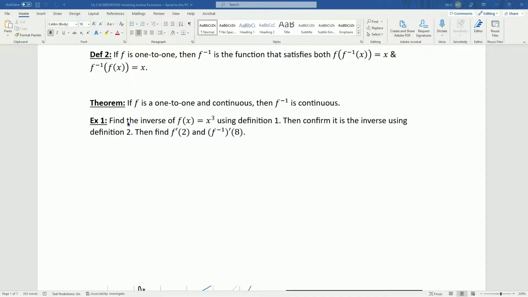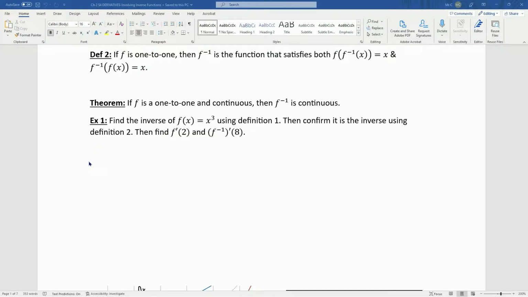So example 1: find the inverse of f of x equals x cubed using definition 1, and then confirm that it is the inverse using definition 2. Then find f prime of 2 and f inverse prime of 8. So let's go ahead and do that.